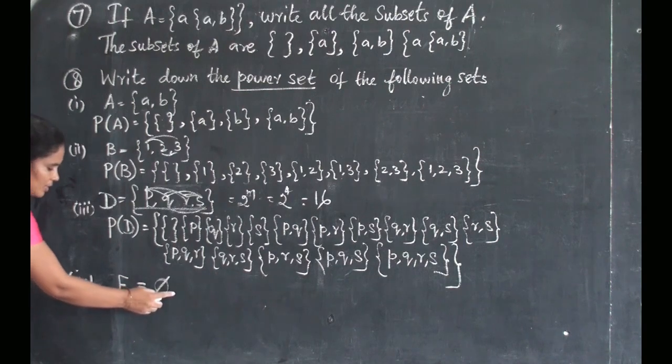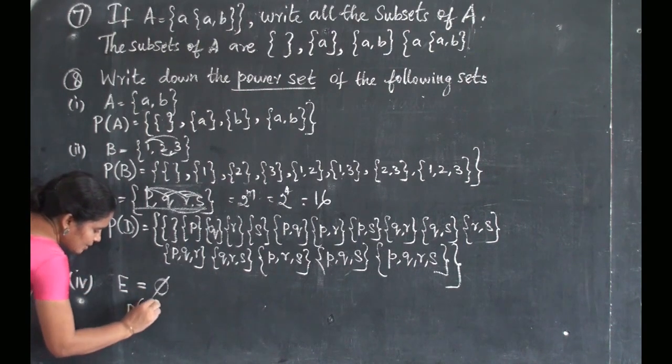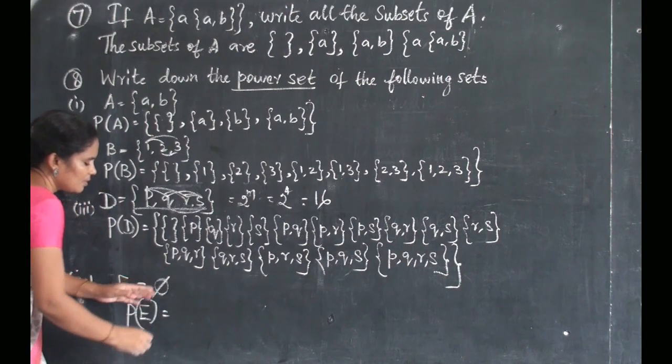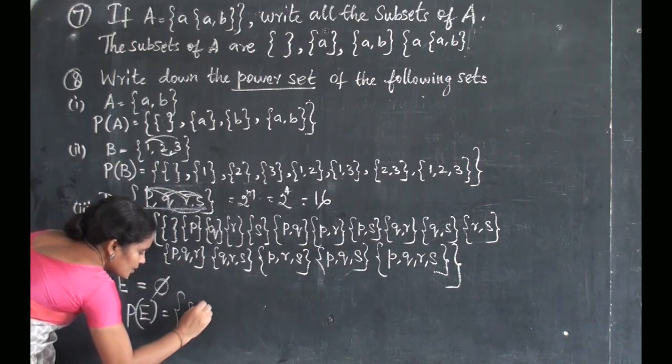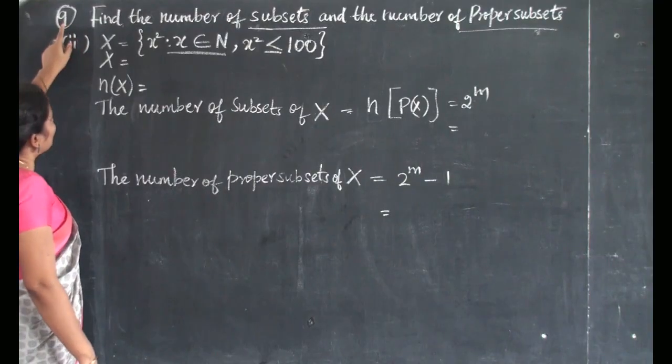And question number 4. E is equal to null set. E is equal to null set. Proper set of E is equal to, it's only an empty set. That's all.